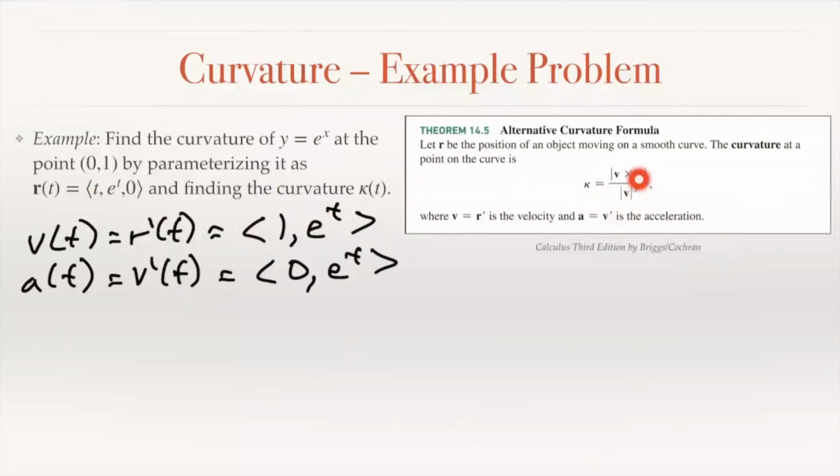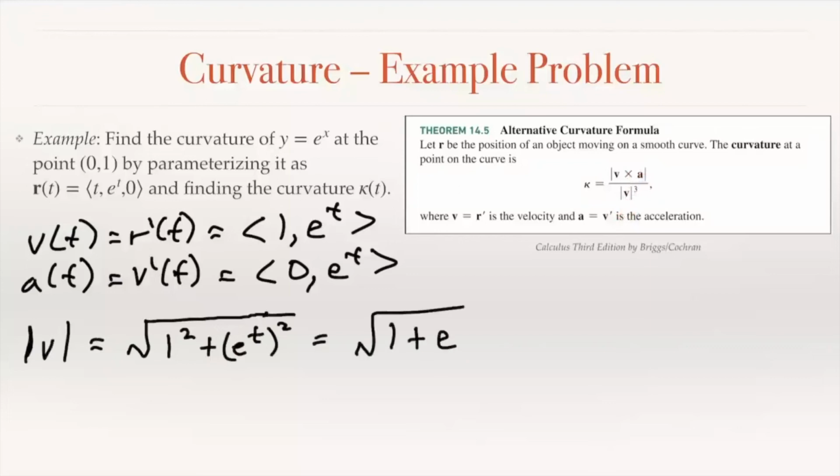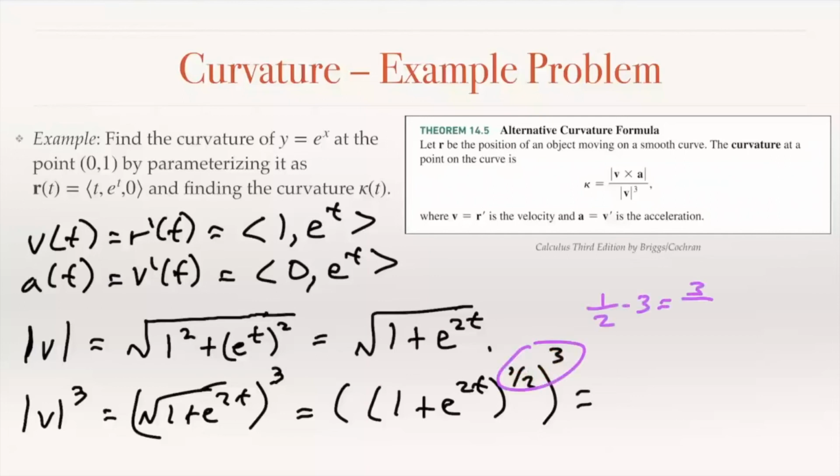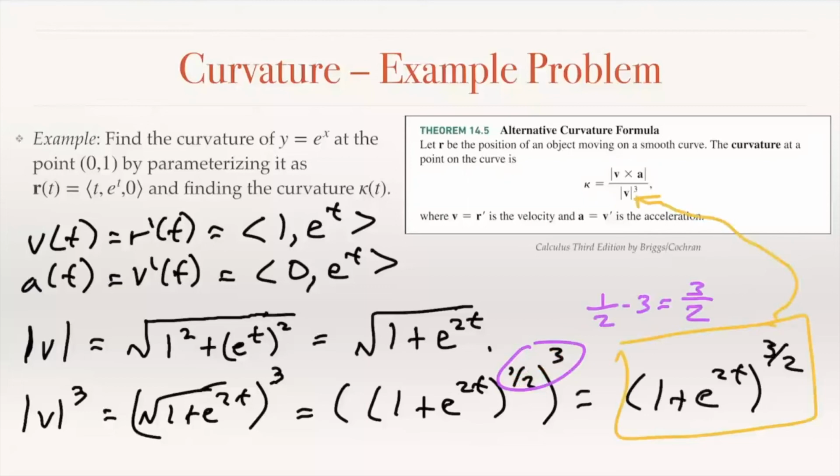Okay, now in this formula, we have 2 components, v cross a and magnitude of v cubed. Let's find the easier one first. The magnitude of v is the square root of 1 squared plus e to the t squared, which is the square root of 1 plus e to the 2t using exponentiation laws. And the magnitude of v cubed is then this cubed. And we want to write this in the following way. Square root is the same as to the power of 1/2, and then we're cubing that. Now product rules again, 1/2 times 3 is 3/2. So that's the same as an exponent of 3/2. So this is that denominator.